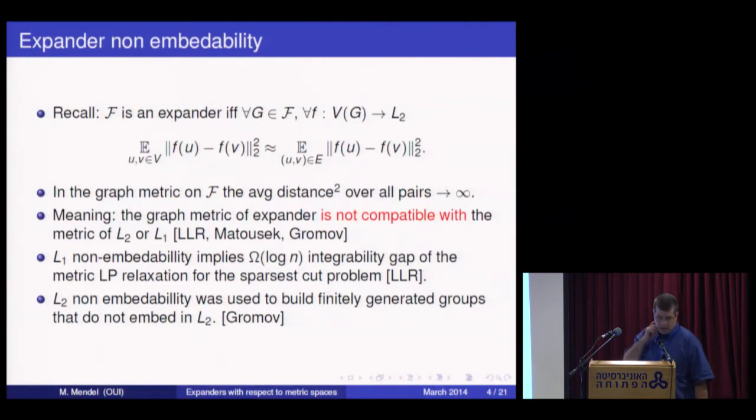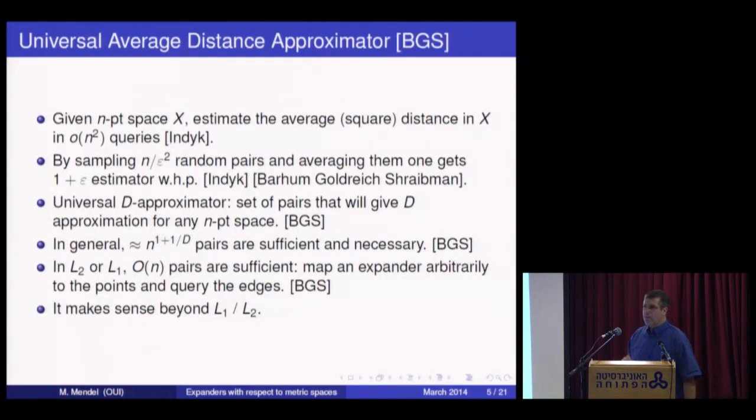Application. So one application that LLR observed is, this is actually tight, I mean, it implies an integrality gap for the Leighton-Rao linear programming relaxation for the sparsest cut. Gromov used it to build a counterexample in geometric group theory. So this is one application. Here's another application, more algorithmic, by Bar-Yossef, Goldreich, and Schreiber.